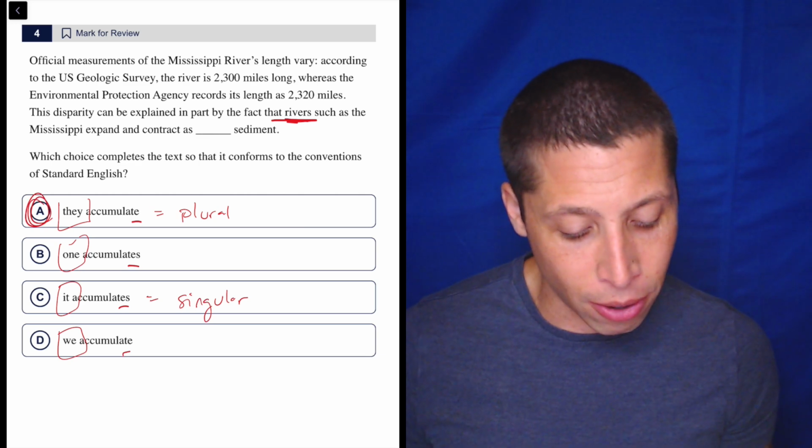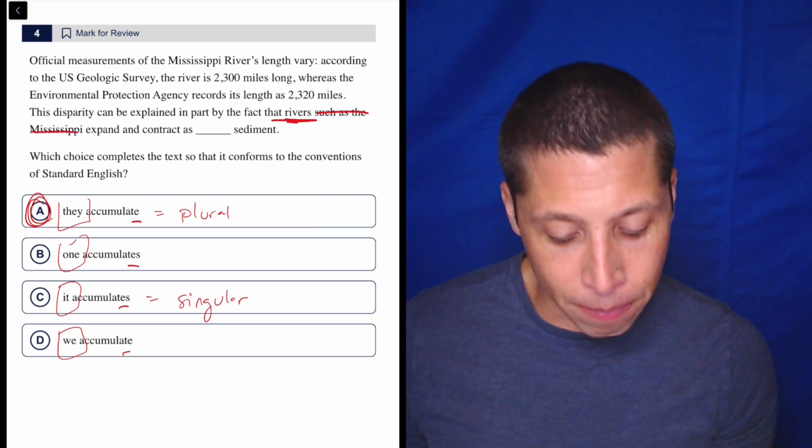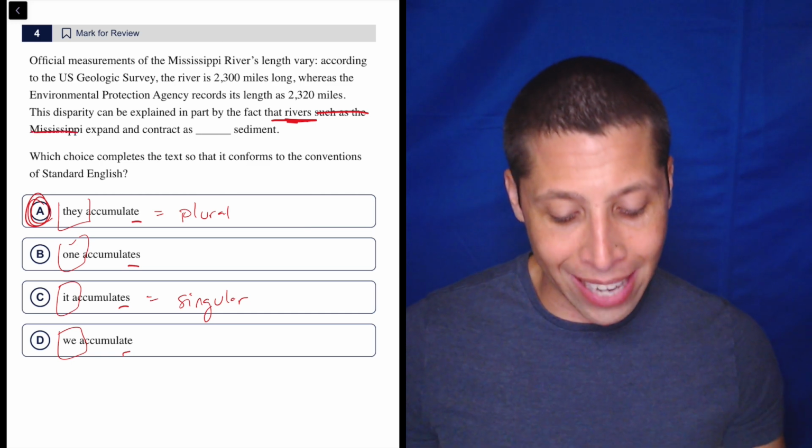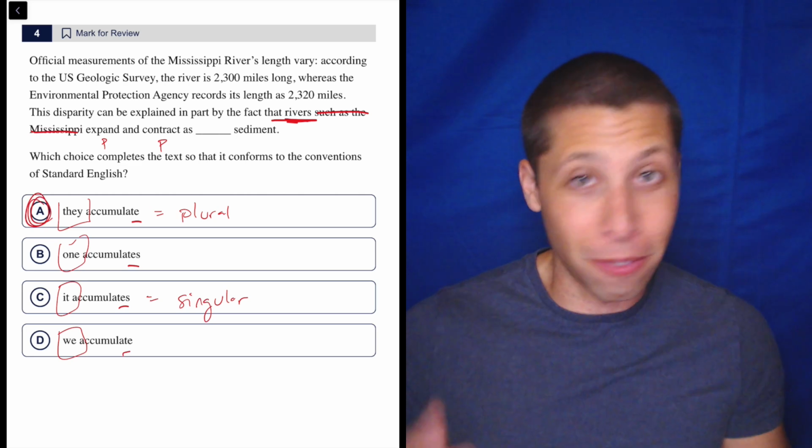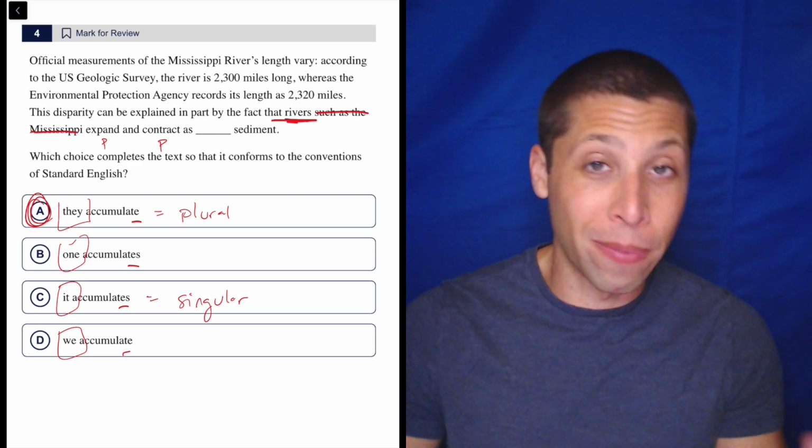You can kind of cross it out and get rid of it. We're talking about the rivers expand and contract, because these are plural verbs. So they need a plural subject to go with them. And so that's why it's still plural.